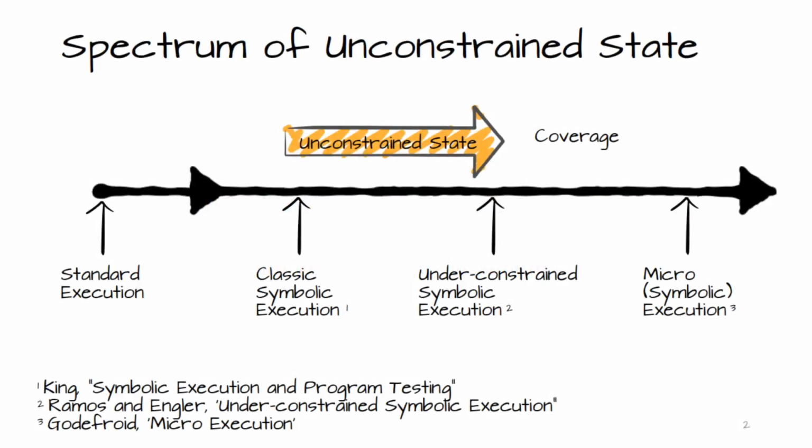The approach to an input generation task should be selected with consideration of the requirements of its application. Applications such as bug detection may need soundness to limit false positives and may tend towards the left side of this spectrum of unconstrained state. In contrast, other tasks favor completeness over soundness.